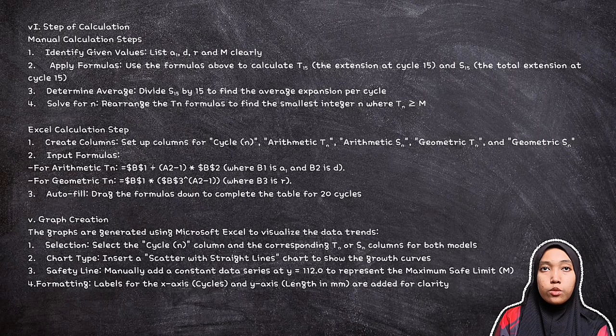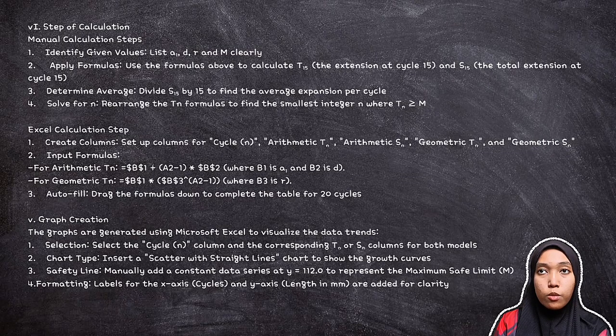Question: we need to use Microsoft Excel to visualize the data trends. So first we need to select the cycle n column and the corresponding Tn or Sn columns for both models. Secondly, we need to insert a scatter with straight lines chart to show the growth curve. Third, we need to manually add a constant data series at y equals 112 to represent the maximum safe limit. And lastly, labels for the x-axis and y-axis are added for clarity.